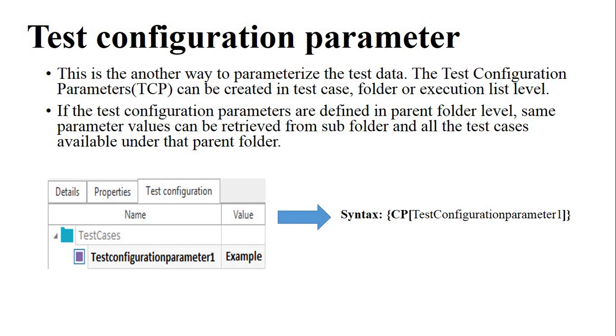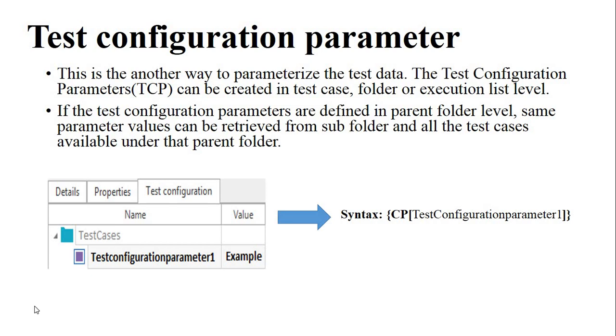And test configuration parameter you can define at the folder level, at the parent folder level, and the same parameter values you can also provide at the child folder level. But the value that is going to be used throughout your execution would be overridden from the parent test configuration parameter. So whatever you set at the parent level, it is going to be used throughout your execution.